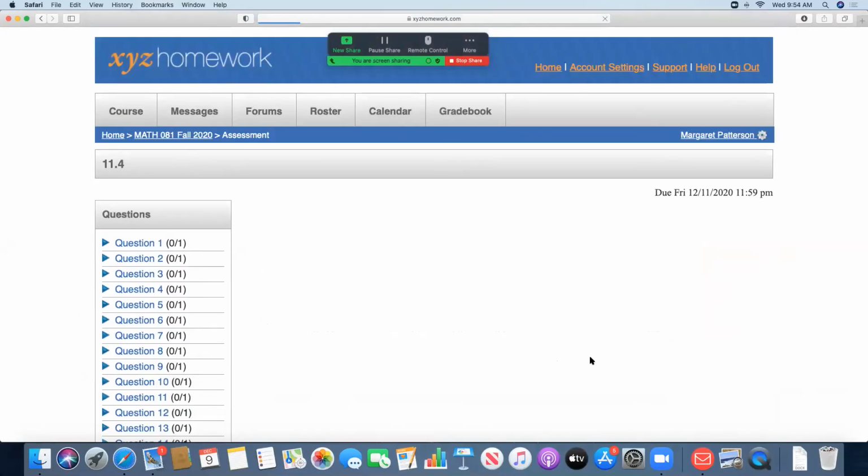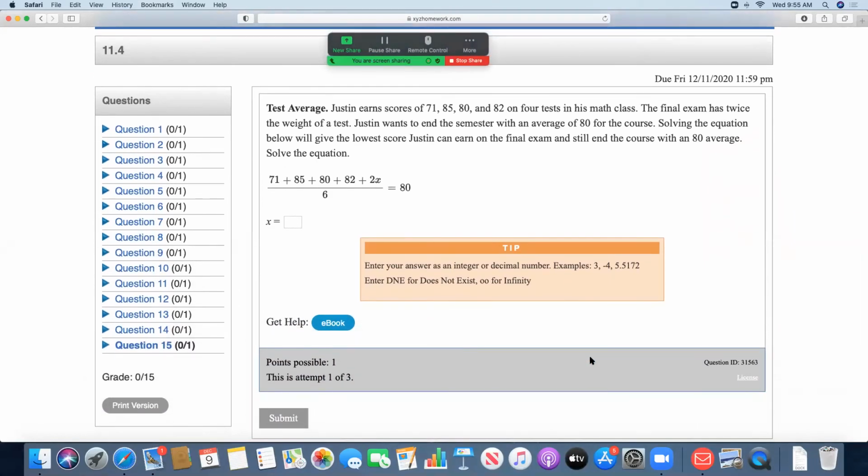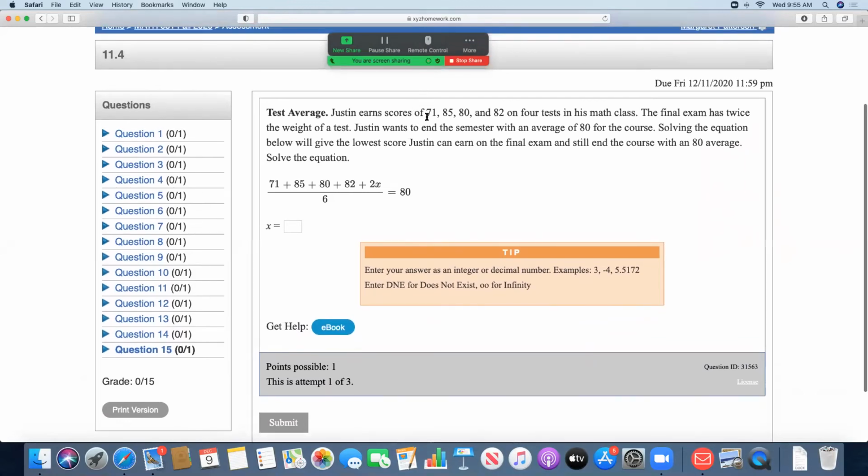All right. This is how you would average grades. This person, Justin, got 71, 85, 80, and 82 on 4 of the exams. The final counts twice. So if it had only counted once, I would have just put an X there for the missing final, but it counts twice. So they gave you the equation. And so it's all of that divided by 6 equals 80. They wanted to make sure he got at least a grade of 80.